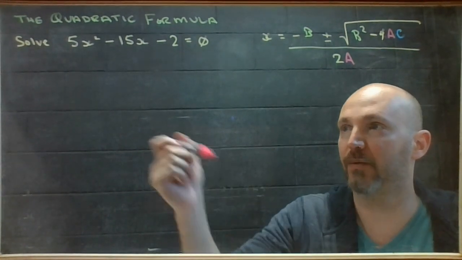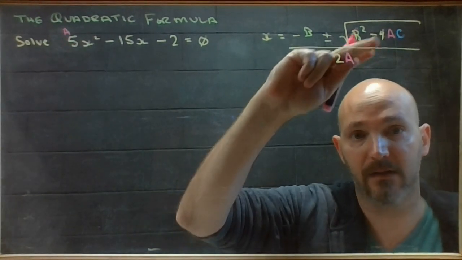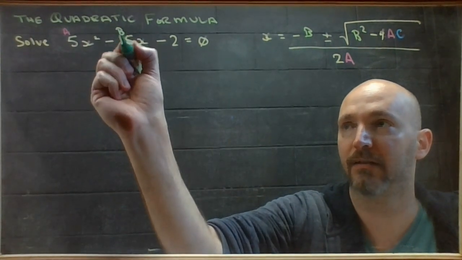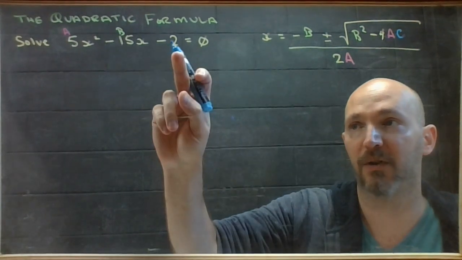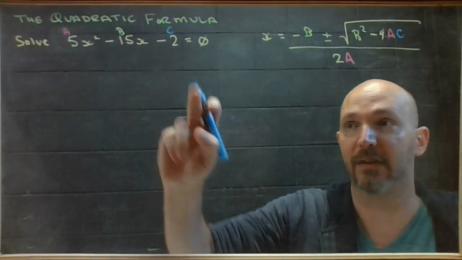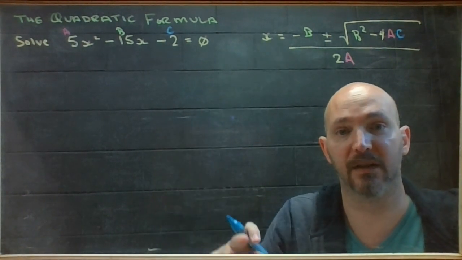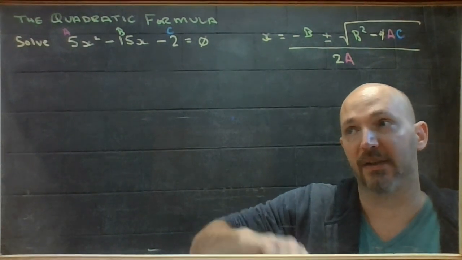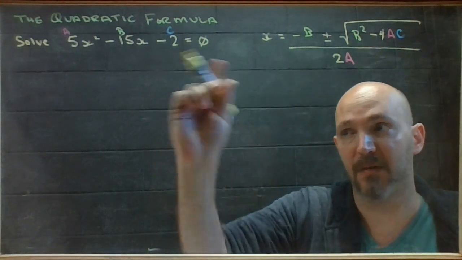So if I just note, the thing attached to the x squared serves as A in this equation. The thing attached to the x serves as the B in this equation. And the number with no x attached to it serves as the C in this equation. And there better not be another number because I don't have any other numbers to fill into this formula. So I just have to fill 5, -15, and -2 into this hot mess.